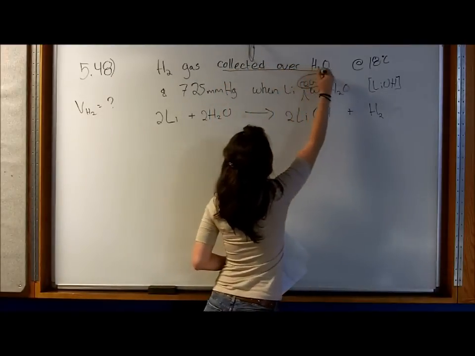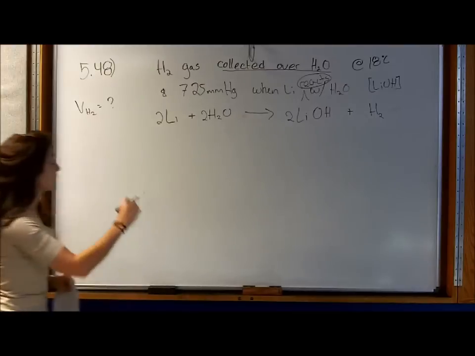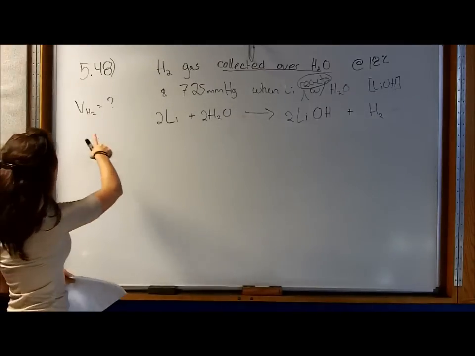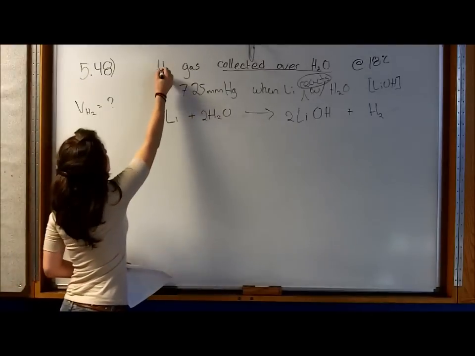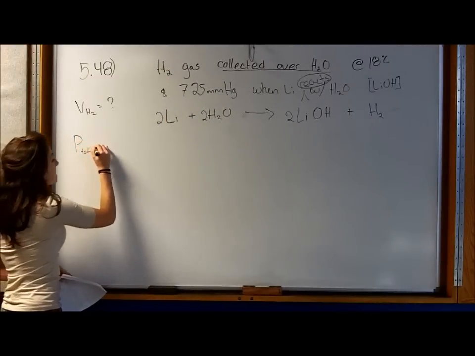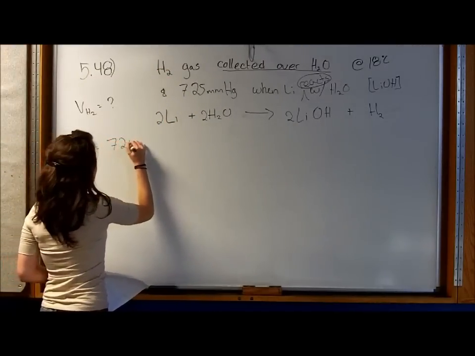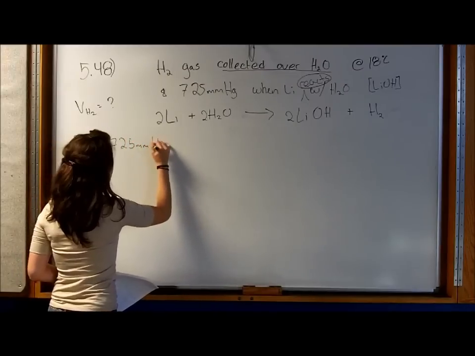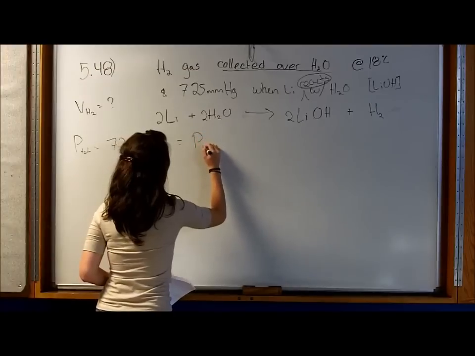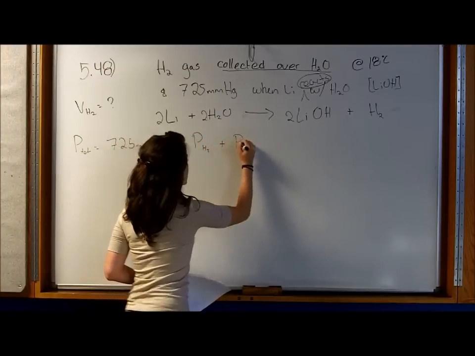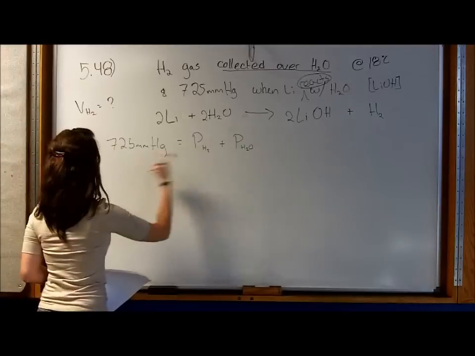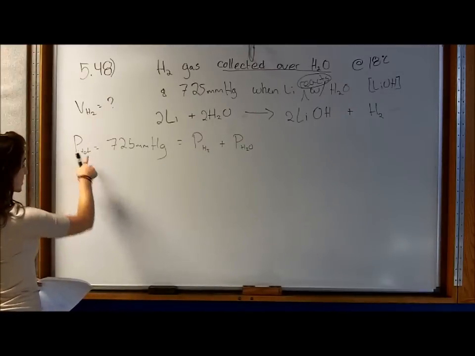This is very important. That means we're collecting water vapor as well as hydrogen gas. So we're going to have to subtract the water vapor from our total. It gave us the total pressure, which is 725 millimeters of mercury. And this happens to be the partial pressure of H2 plus the partial pressure of water. So what we're going to have to do is subtract partial pressure of water from the total pressure.